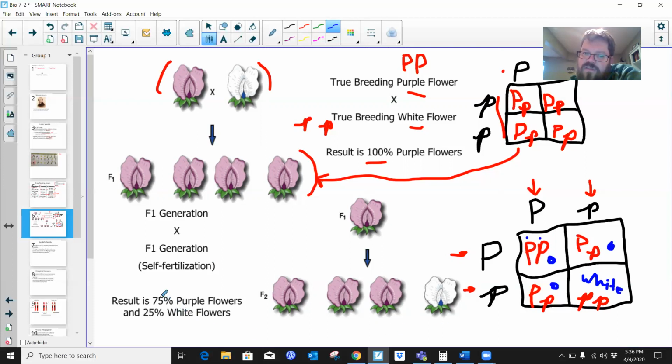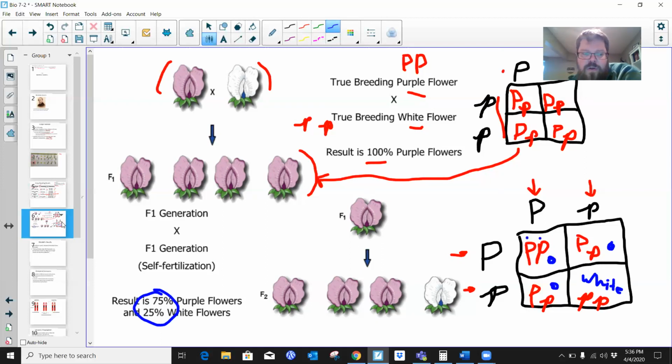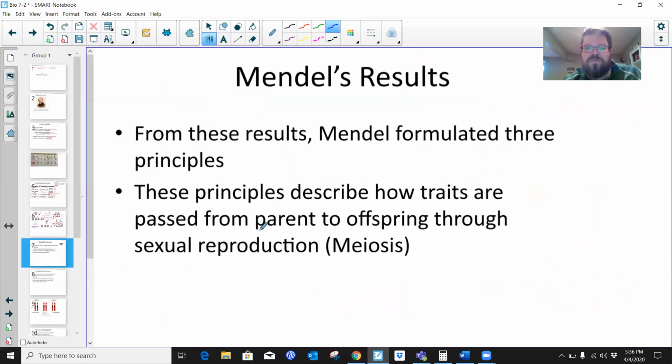And sure enough, what did he see? The results that he saw, right, we looked at, were across the board when he looked at these F1 to F2 generation crosses, 75% to 25% comparison, or ratio, whatever you want to call it. So ratio is probably a better word. So he starts to work on collecting more and more data, and ends up realizing what's going on here from one generation to the next. Okay. So from these results, Mendel formulated 3 principles.